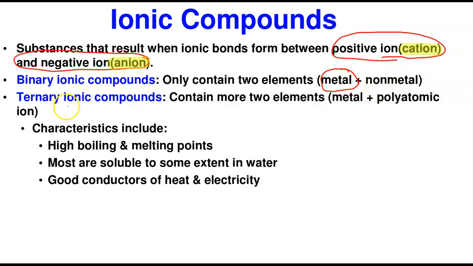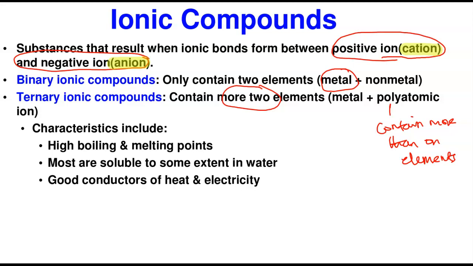And then ternary ionic compounds are those that contain more than 2 elements. We call them ternary. So what it means is that they usually contain a metal and polyatomic ions. Polyatomic ions are those ions that contain more than 1 element. They are still charged entities, but they contain more than 1 element, and that is what we call a polyatomic ion. So now, what are the characteristics of ionic compounds?